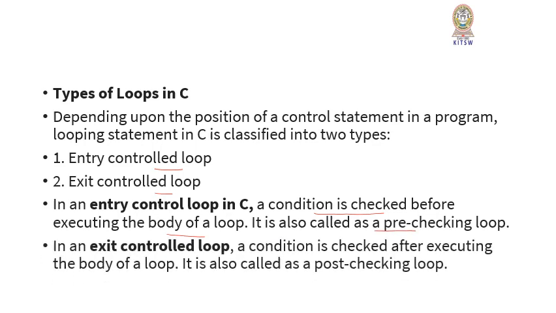And in exit control loop, a condition is checked after executing the statements which are present in the loop. So that is called as post-checking. That is, after execution of the statements, the condition is checked before leaving the loop. So it is called as exit control. Here, at the starting of the loop, before entering the loop itself, the condition is checked at the entry of the loop. So it is called as entry control loop.